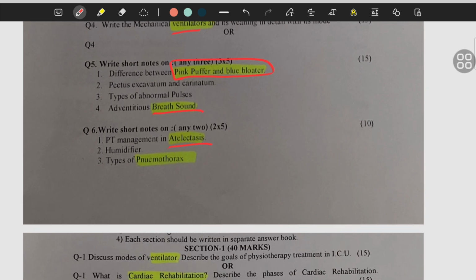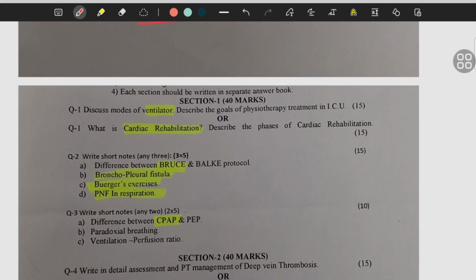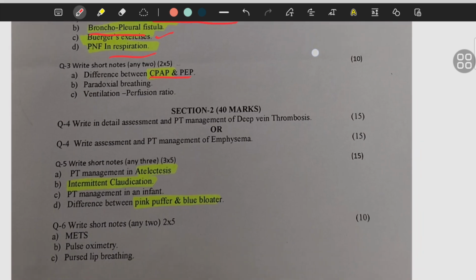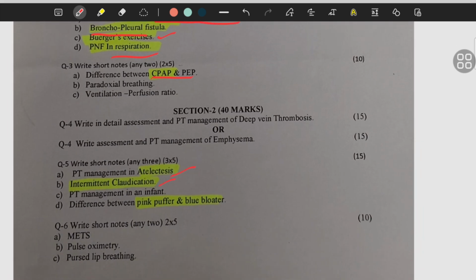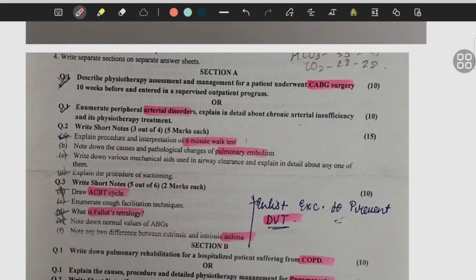Breath sound, atelectasis, pneumothorax, ventilator, cardiac rehabilitation, Bruce and Balke protocol, its difference, bronchopleural fistula, Buerger's disease or Buerger's exercises, PNF in respiration, CPAP and PEP, atelectasis, intermittent claudication, pink puffer and blue bloater, CABG surgery, arterial disorder, 6-minute walk test, pulmonary embolism, ACBT, tetralogy of Fallot, DVT, asthma.